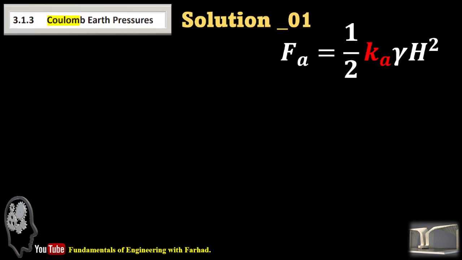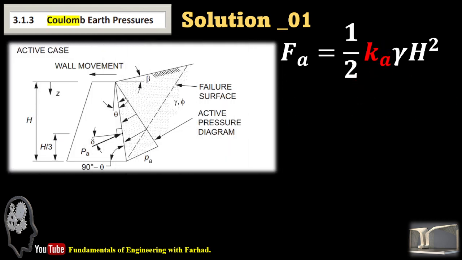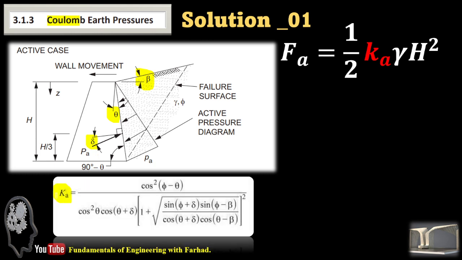So the first approach is the Coulomb earth pressure, solution 1. The formula is this one. We need to first calculate the unknown Ka, then replace it in the formula to get the Fa. So in Coulomb theory, which is the solution 1 approach, we have these parts. We do have a wall, there is a beta here, a theta here, a delta, and then you can easily calculate K active by this equation.